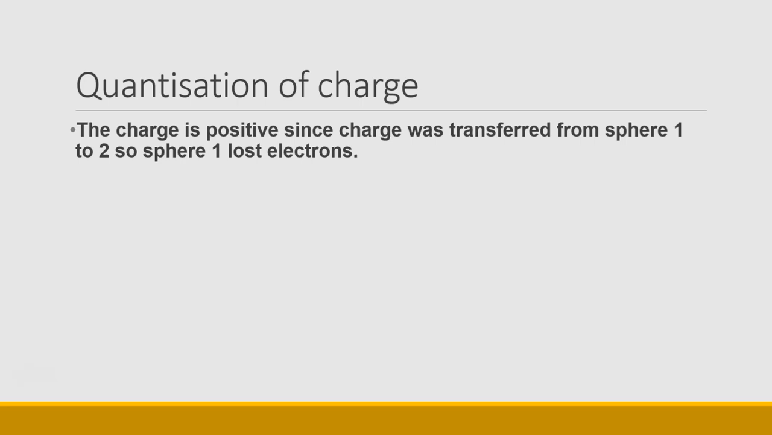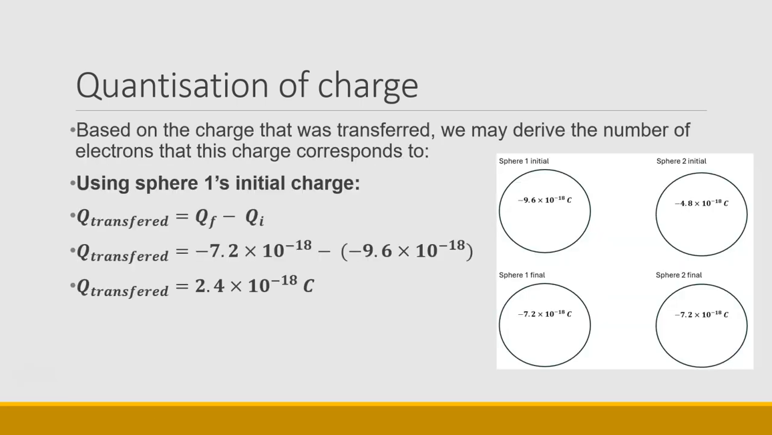Why did we get a positive charge? We got a positive value for charge transferred because the charge was actually transferred from sphere 1 to sphere 2. Remember that sphere 1 has a bigger charge, so it has a greater excess of electrons. So the charge was transferred from sphere 1 to sphere 2. The reason we get a positive value here is because sphere 1 gave up electrons to sphere 2.